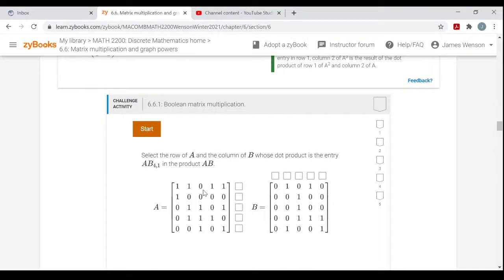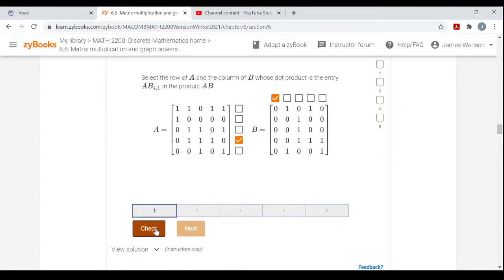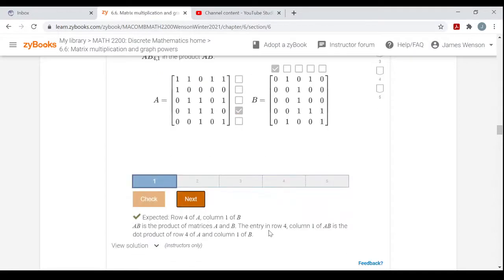And you're asked to do the same in the challenge activity. There's 5 levels. I think they might ask for some different stuff each time. But select the row of A and the column of B whose dot product would be the entry of A times B, the product of A and B, in the 4th row, first column. So this is the 4th row of A. I put a highlight there on the 4th row of A, then I do the dot product with the first column of B. That's all they're asking for. Very, very simple, that one.